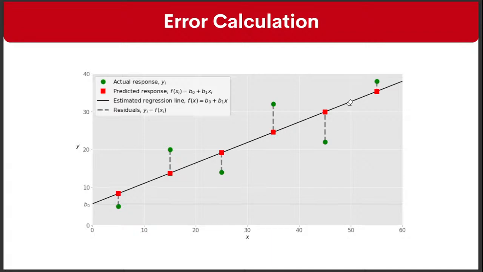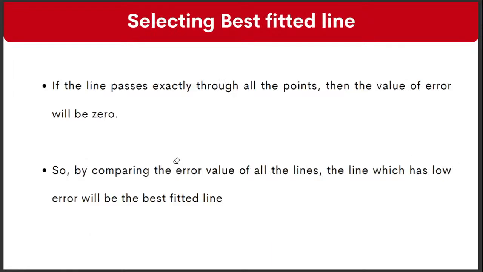Do you understand the situation I am describing? I have a straight line and every point is exactly on the straight line, so the error value will be 0, right? Obviously the difference will be 0, so totally it will be 0. So the best fitted line is one that passes exactly through all the points, where the error will be 0. But practically in a data set, it is not possible. The line cannot exactly pass through all the points. So how will we select the best line? We will compare the error of each line, and the line with the lowest error will be selected.